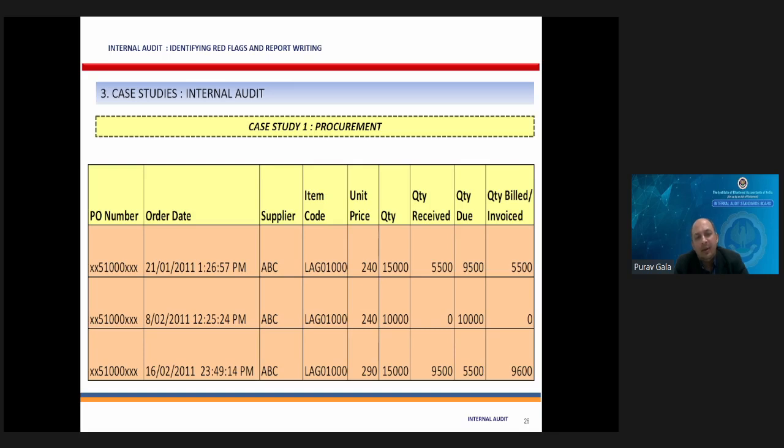What else can be seen? Look at the time slots when the purchase order was placed. The last order is out of hours, which is unusual. Correct. And we have Kinjal Joshi stating that in the third PO, quantity received is 9,500, quantity billed is 9,600, which is incorrect.